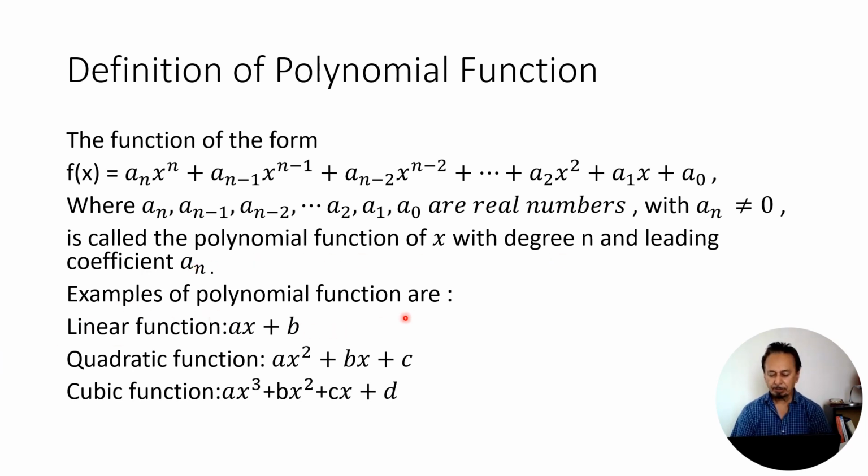So here are some examples of polynomial functions, like a linear function ax plus b, ax squared plus bx plus c, ax cubed plus bx squared plus cx plus d. If you notice all these examples, the exponents of x are whole numbers, positive whole numbers.